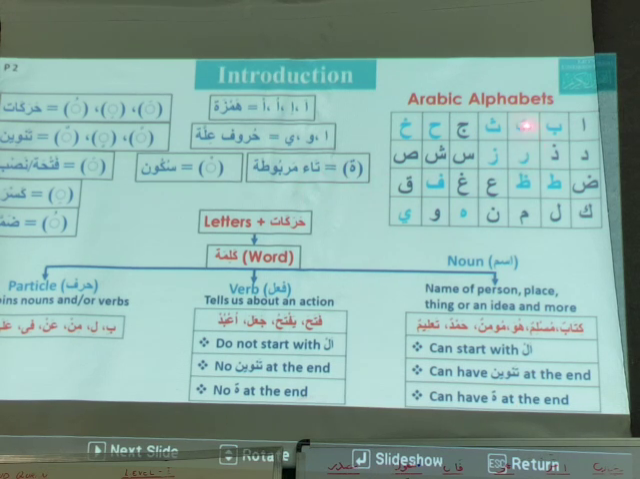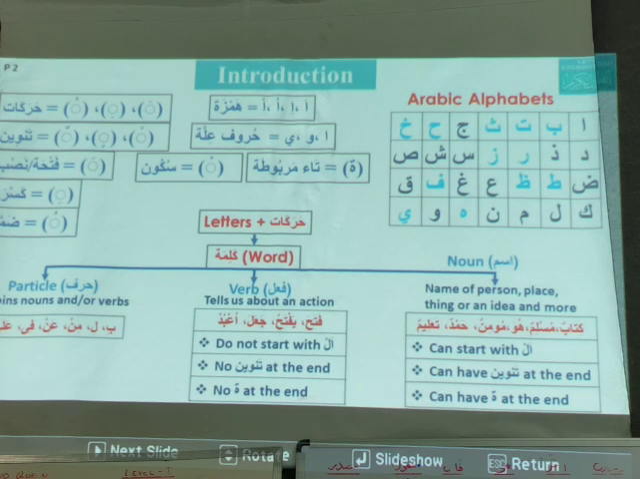Ta Marbuta is when this Ta is tied up. Then it is called Ta Marbuta. So it takes the shape of Ha and two dots on it. And then harakat and the letters, when they combine, they make a word. And in Arabic, there are three kinds of words. One is called ism, the other is fi'l, the third one is harf. Ism is noun, fi'l is verb, and harf are called particles.